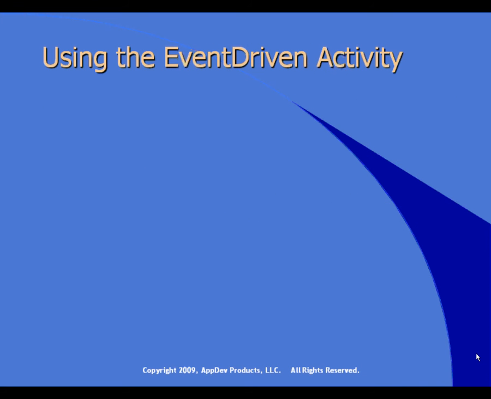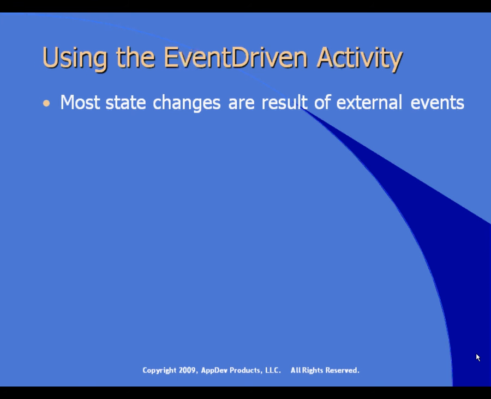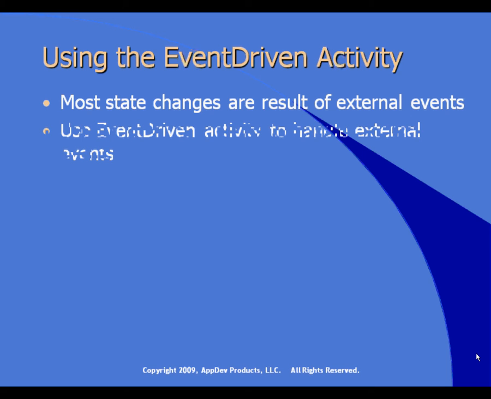So let's talk a little bit more about the event-driven activity. Most state changes are going to happen because of an external event. The manager approved or rejected the expense report. Somebody records that the item is now in stock, so the workflow can move to the shipping state. And the way you handle external events in a state machine workflow is by using the event-driven activity.